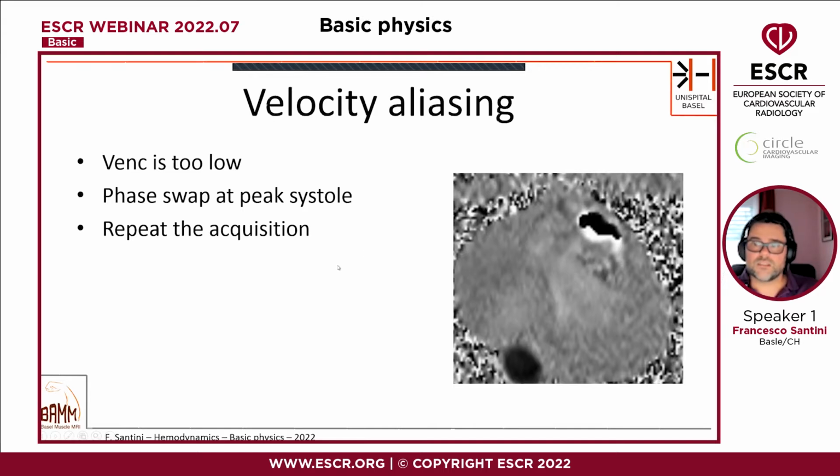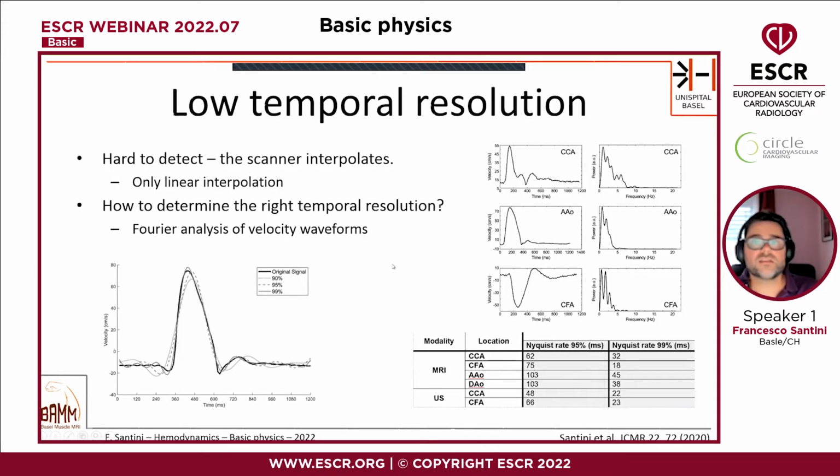Something a bit more subtle is something related, for example, to temporal resolution. So this is something you decide before you acquire. And if you don't have the adequate temporal resolution, it's quite complicated to realize it and fix it. Because if you don't have the right temporal resolution, you might still get a good velocity signal, but instead of depicting correctly the peak velocity and the peak acceleration here, you have curves that are dampened like this.